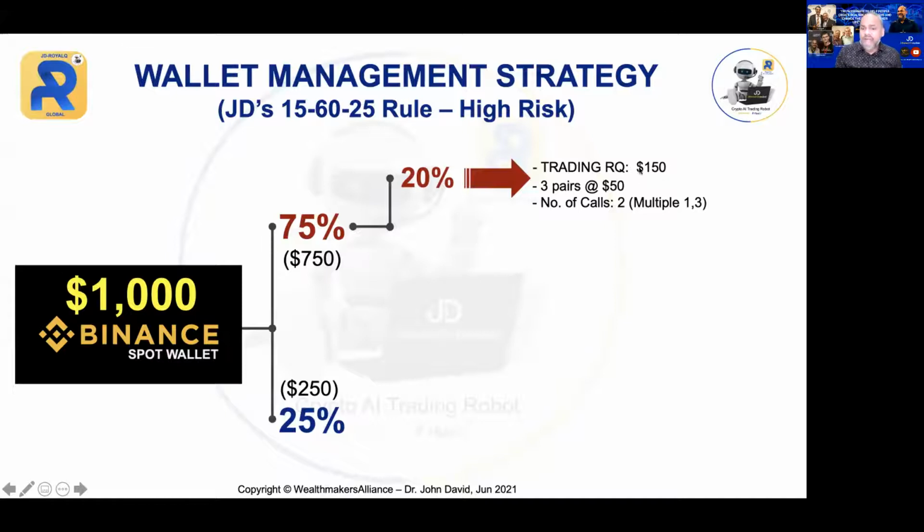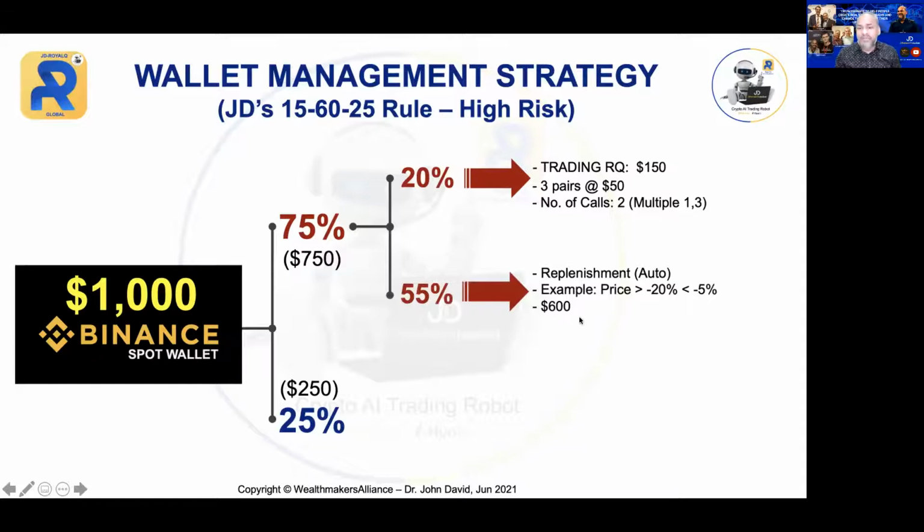All right, so for 150, I can do 3 pairs. So 3 pairs will be how much? I'm going to do 3 pairs, but for each pair, my first order is $50. So 50 times 3, that is 150. So the number of calls will be the same. I'm not going to change it. All my strategy is going to be standard. Number of calls is 2 multiplied by 1 and 3. Now, what happens? I'm going to have a remaining $600 for the auto replenishment by the robot.